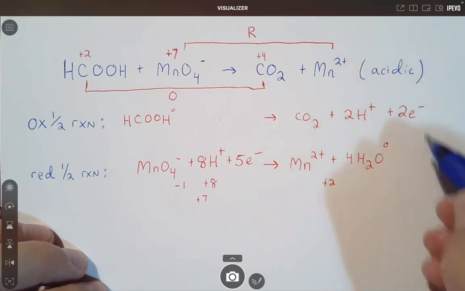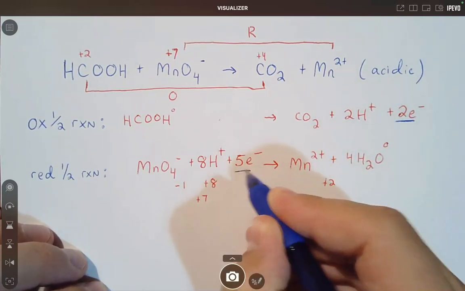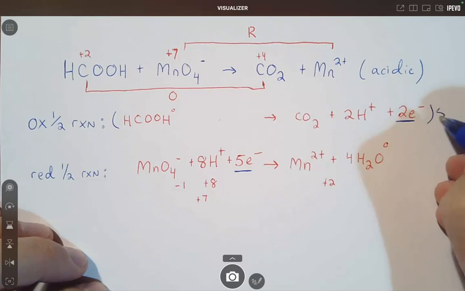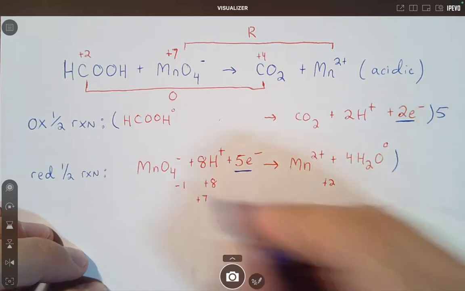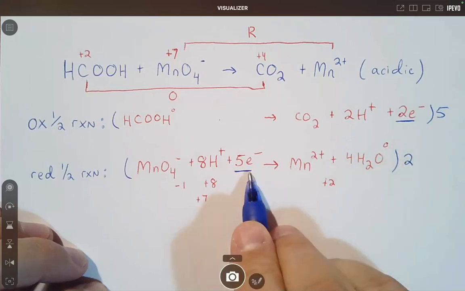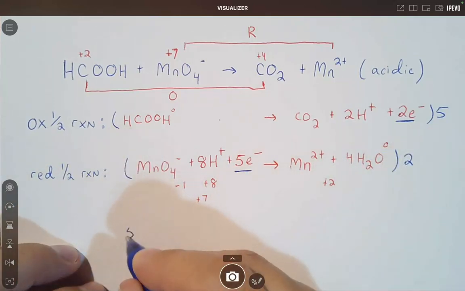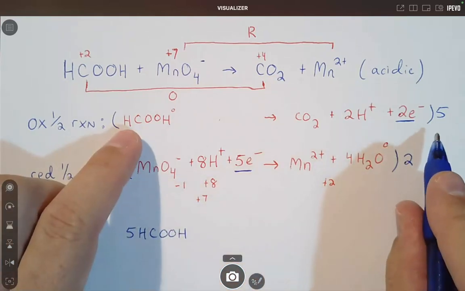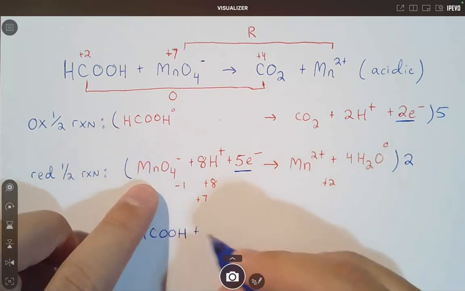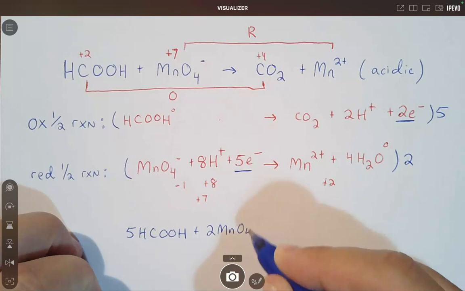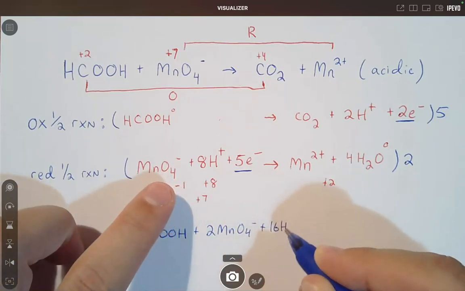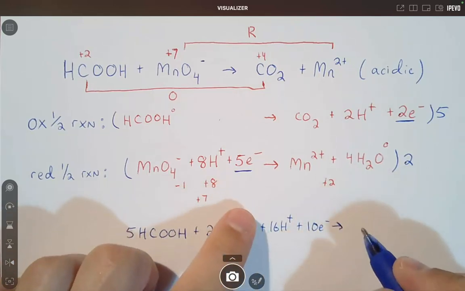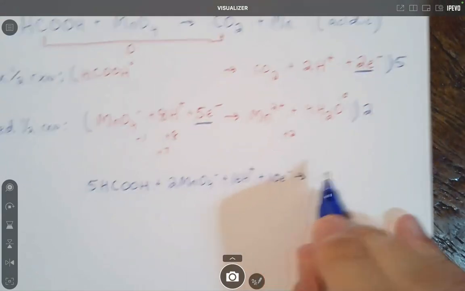So next what we're going to do is make sure that the transfer of electrons between each equation is balanced. So I'm going to have to multiply this by 5 to get to 10, that's the lowest common denominator. Multiply this by 2 so that I can get to 10, and then I'm going to write everything out. Just collect all the terms. So I've got 5 of those, and then down here I have 2 MnO4 minus plus 16 hydrogens, plus 10 electrons. Gonna run out of space here maybe. This is gonna be a close one.